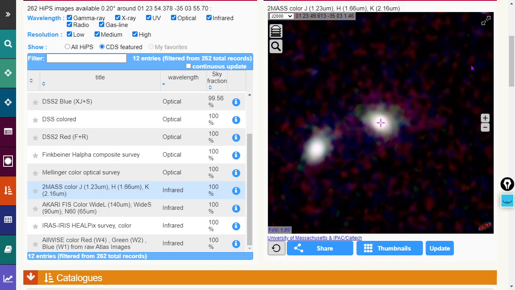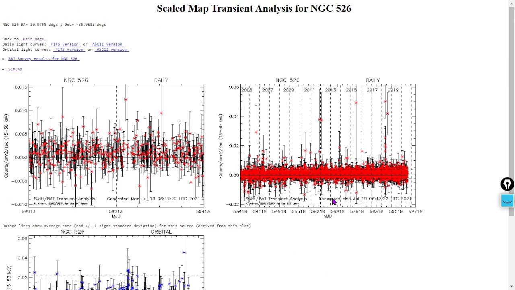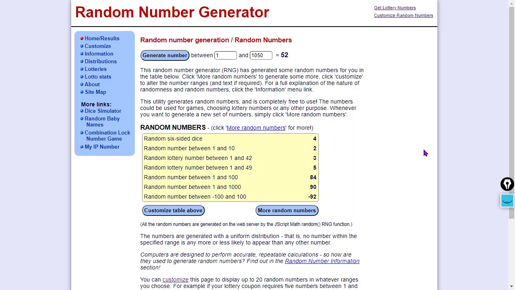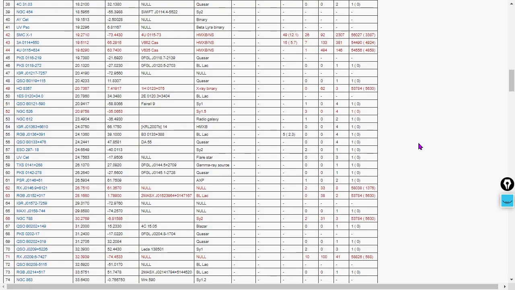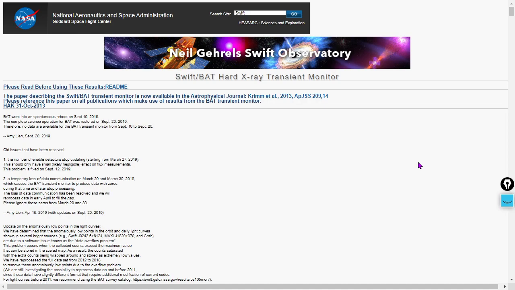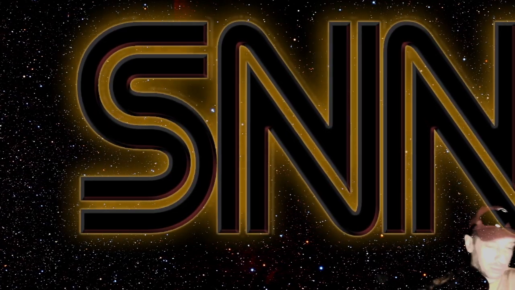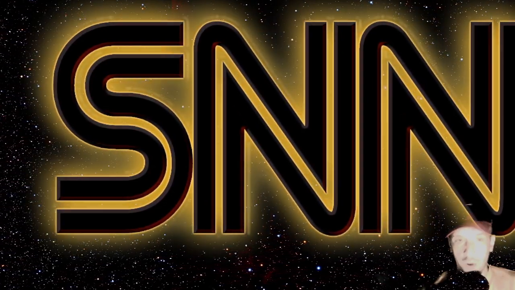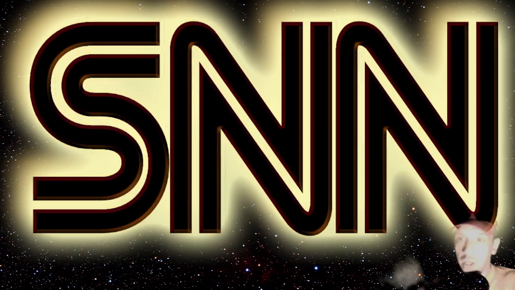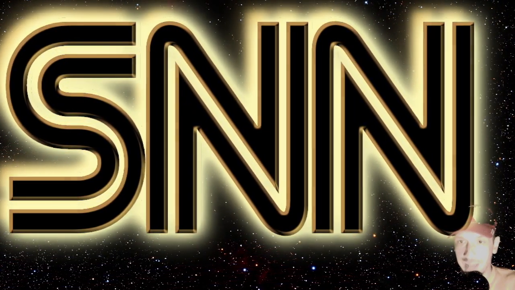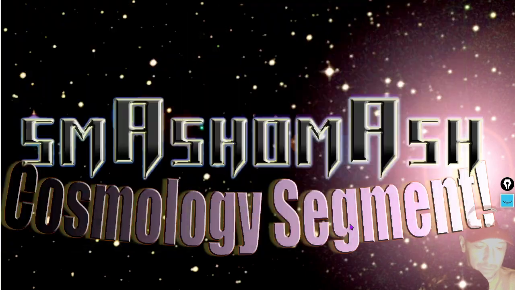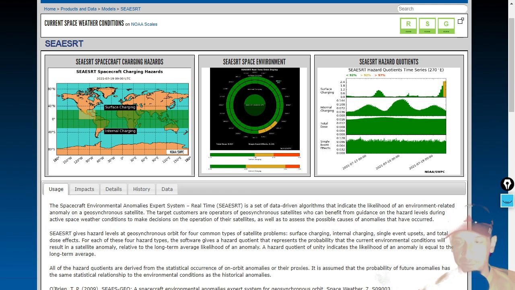Anyway, that data is from the 2MASS. And again, that's galaxy NGC 526, which coincides with number 52 at the Neil Gehrels Swift-BAT X-ray Observatory. Go have a look for yourself if you like. And that's today's cosmology segment. And while we integrated today's into the Daily Space Weather videos, there are over 200 other cosmology segments on the channel. YouTube.com/smashomash/playlists for the full cosmology segment playlist.